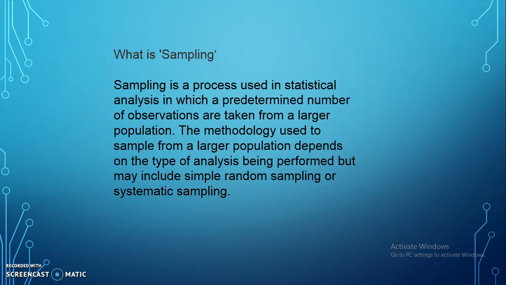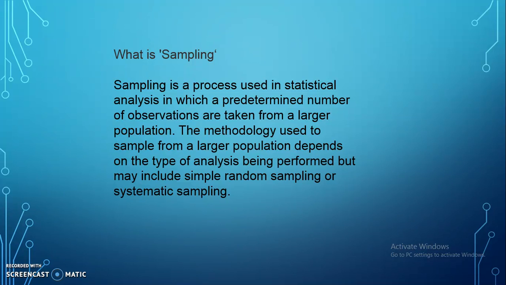Now what is sampling? Sampling is a process used in statistical analysis in which a predetermined number of observations are taken from a larger population. Basically, Scilab in sampling does one proper thing, and that is getting information from larger domains and computing it into smaller ones.